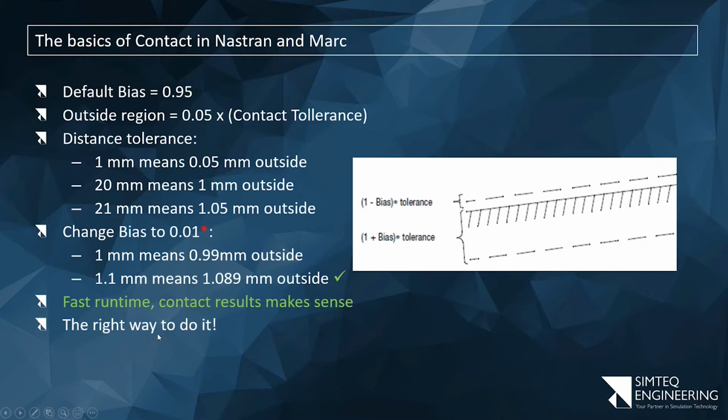Okay, so this is the right way to do it. You're not allowed to ever separate distance tolerance and bias from each other. They always go together. Once we start looking at the contact table, you'll see that it's something that you can specify per body pair, but there's also a global setting that says if you haven't changed it in the contact table, use the default value. And as I say, the default is 0.95.